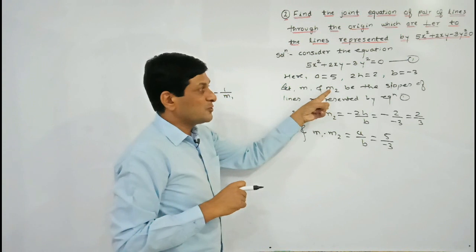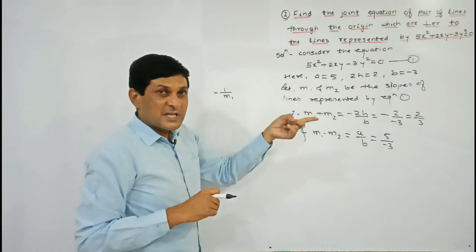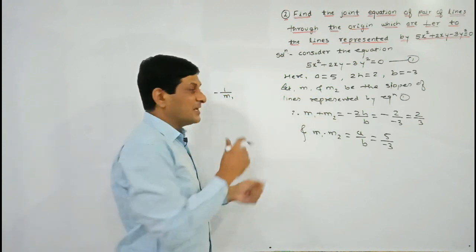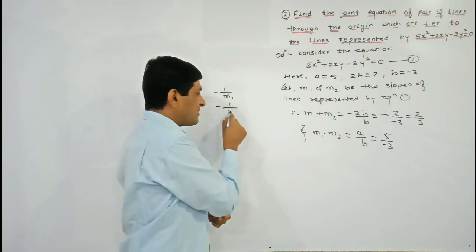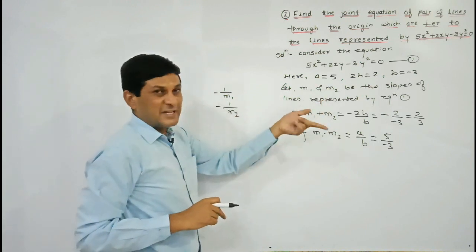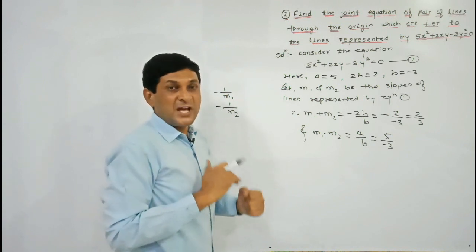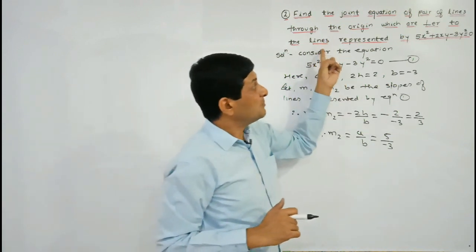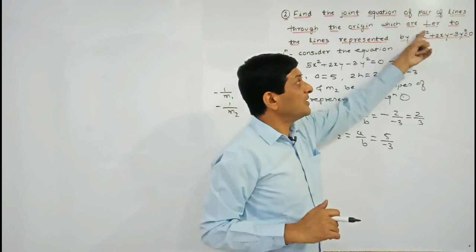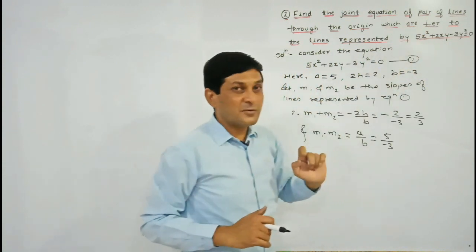And what is the slope of the second line? m2. So if the slope of a line is m2, then what will be the slope of its perpendicular line? Minus 1 upon m2. Just simply multiply by minus, take the reciprocal, we will get the slope of what? Perpendicular line. And why are we finding the slope of the perpendicular line? Because our required lines are perpendicular to the lines represented by this equation.